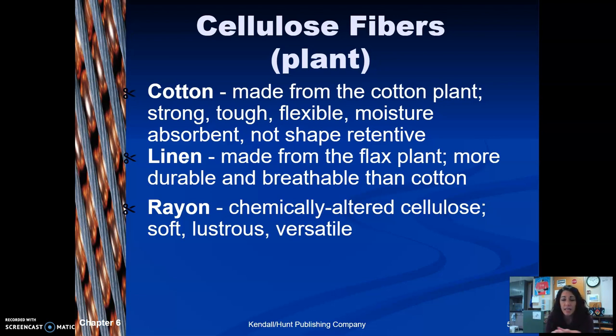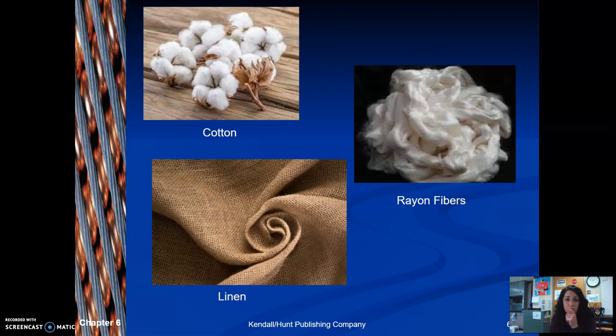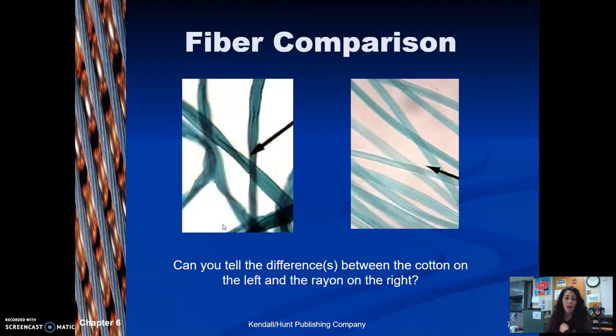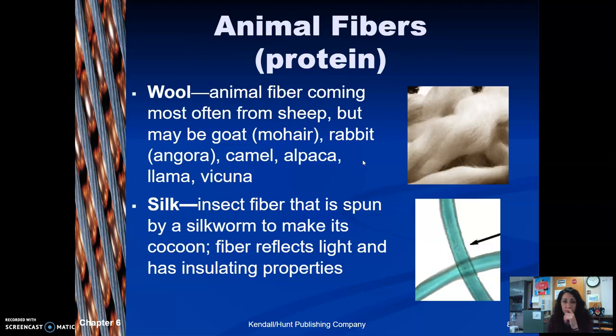Rayon is taking cotton and chemically altering it. So it's making the cotton softer, shinier, and a little bit more versatile in multiple uses. All right, so here are pictures of rayon, and then here's fabric made of linen fibers. So here's the cotton, like I talked about, and here would be rayon. Rayon, being chemically altered, is going to make every strand look uniform. So that's why you get more shine and a smoother fabric.